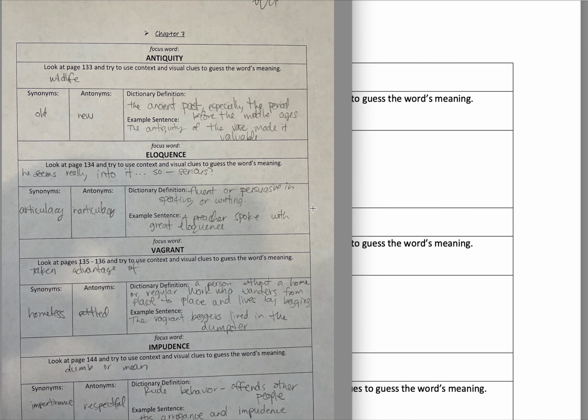So the next focus word that they looked up was eloquence. And when they looked at page 134 and tried to use the context and visual clues, it looks like they thought that the monk in the picture seemed really into speaking, so they guessed that maybe it meant serious. And then found that the dictionary definition meant fluent or persuasive in speaking or writing. The synonyms were articulacy, and the antonym was inarticulacy. The example sentence was, "A preacher spoke with great eloquence."